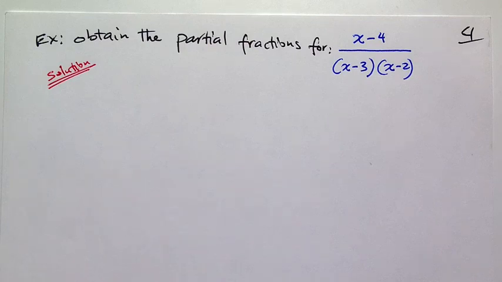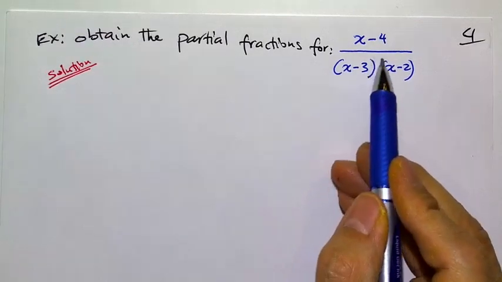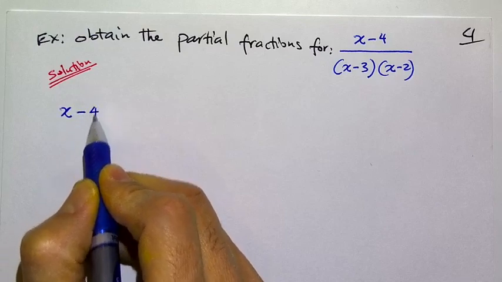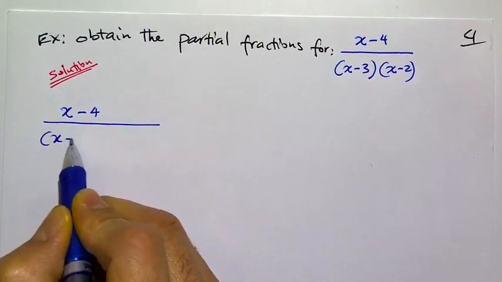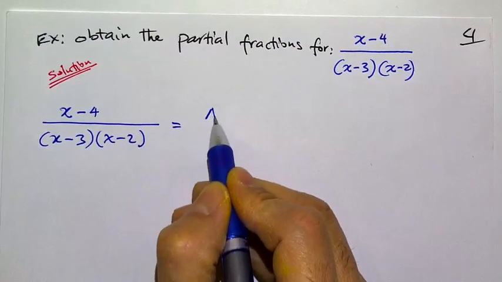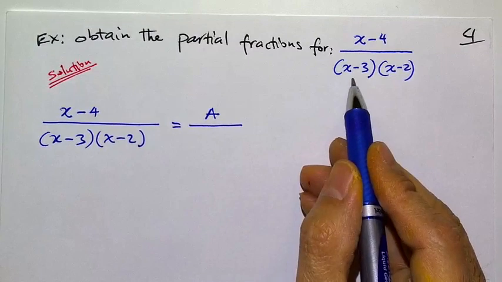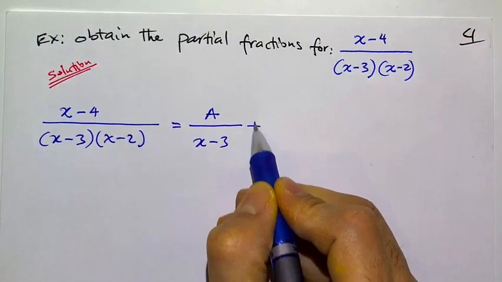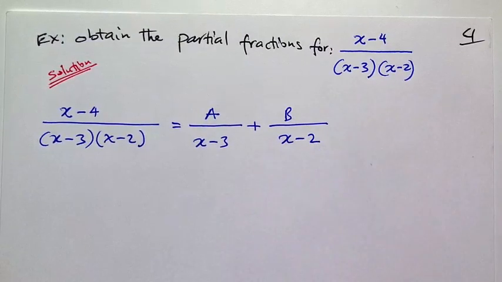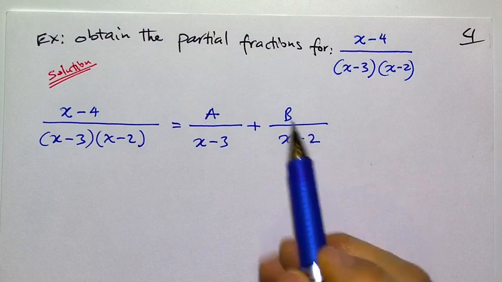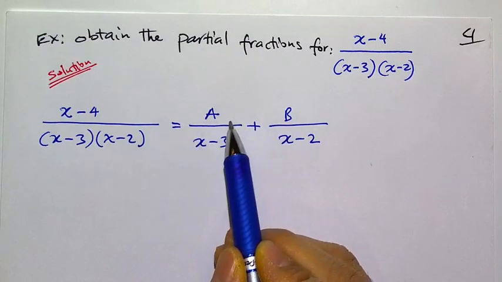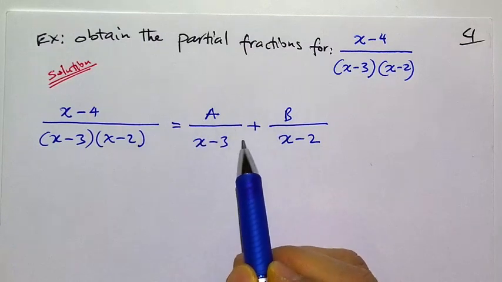So the first thing we do is break this apart into 2 fractions as follows. We have x minus 4 divided by x minus 3 times x minus 2 equals A divided by this denominator, x minus 3, plus B divided by this other linear factor, x minus 2. Okay? So our task here is to find A and B, because once we find those, we have found the partial fractions.